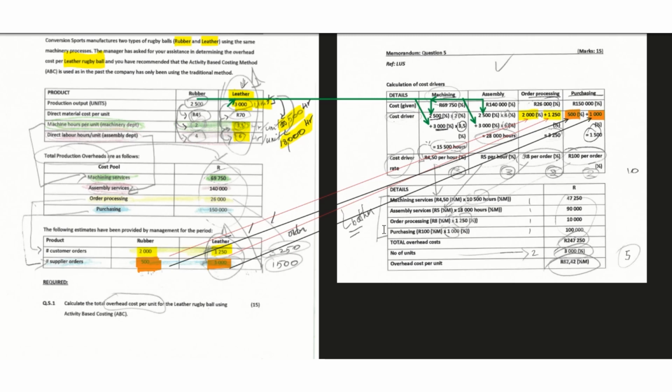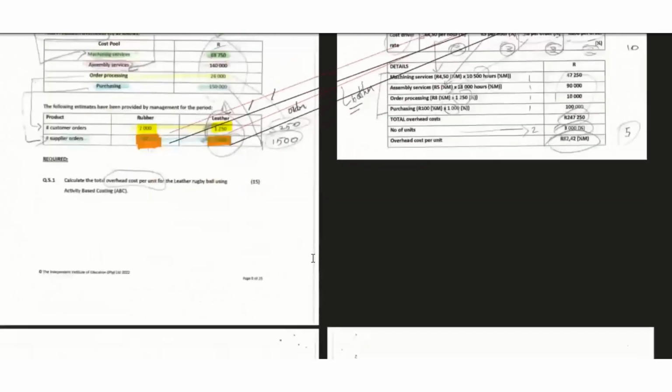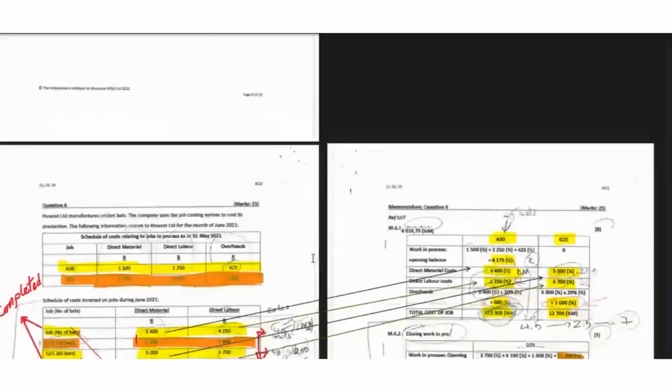We will look at the total units, which is 3,000, which is well known. So we're going to take that total overhead cost divided by the number of units for the leather rugby balls to get the overhead cost per unit for the leather rugby balls, not for the rubber rugby balls. All right. Okay. So quite straightforward.